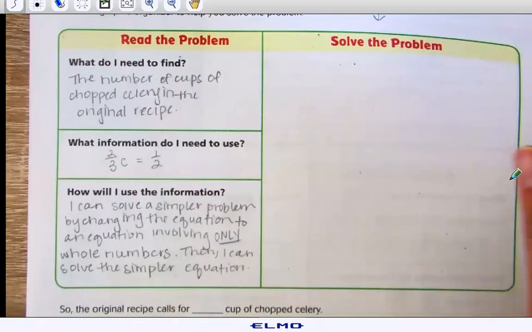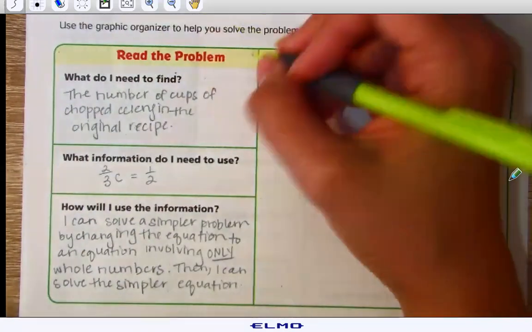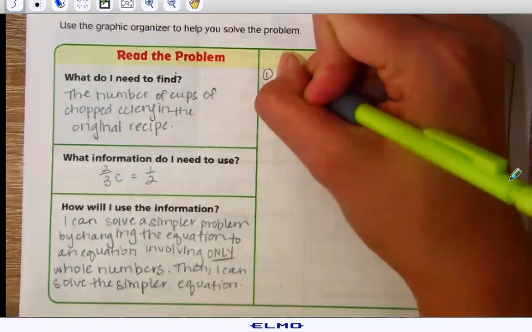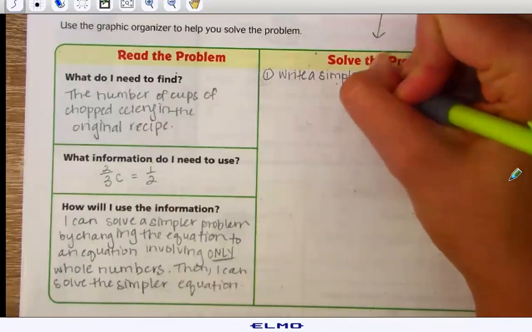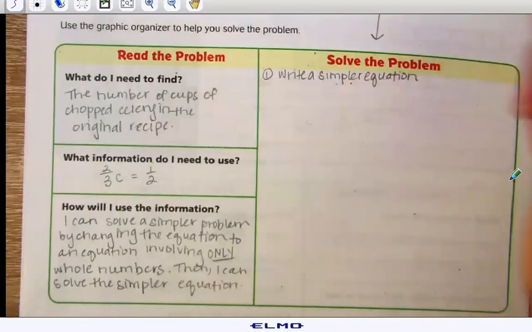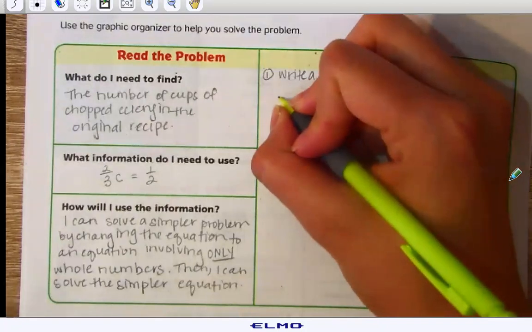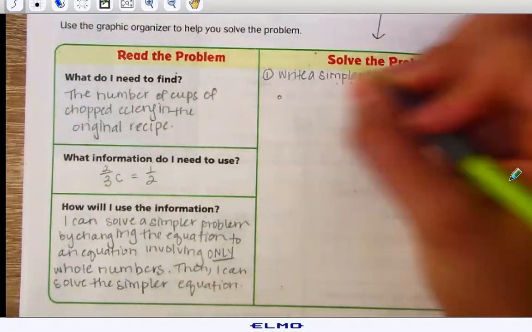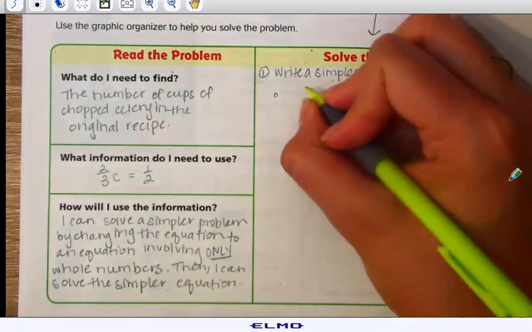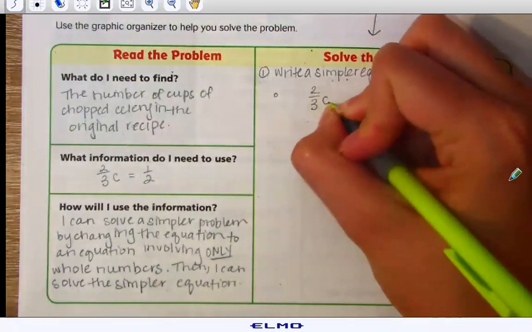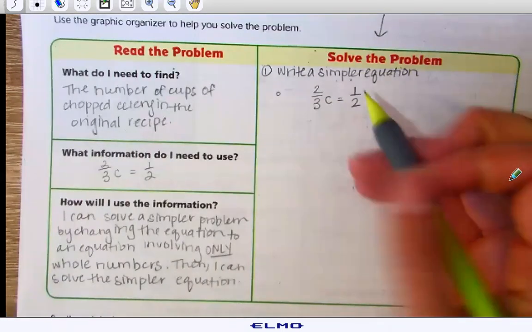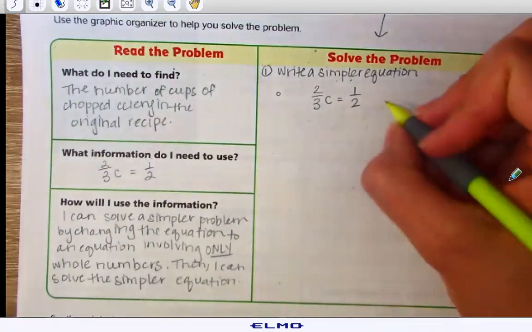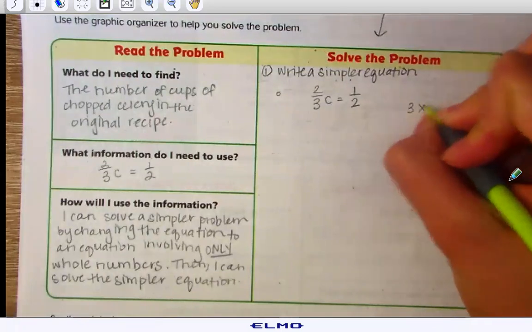Okay, so the first step is we need to write a simpler equation. Okay, first we need to write out the equation. So I'm going to put bullet points by each step. You have 2/3 c equals 1/2. Well, we need to make this into a simpler equation by, first of all, multiplying the denominators.